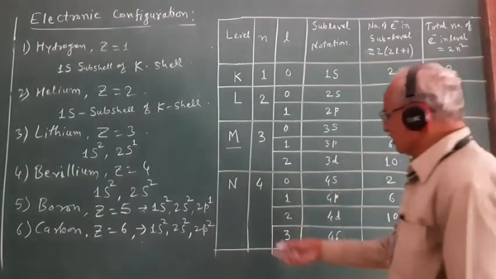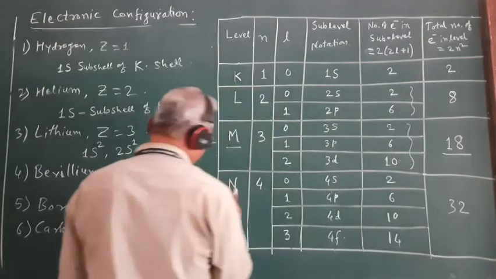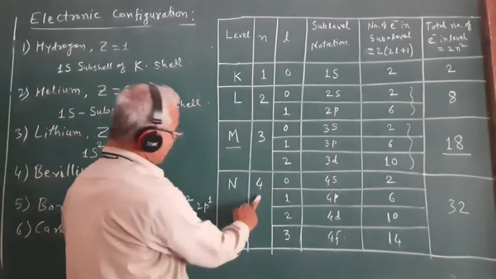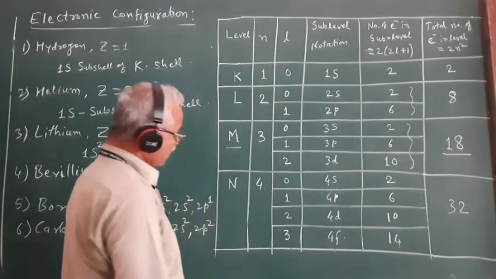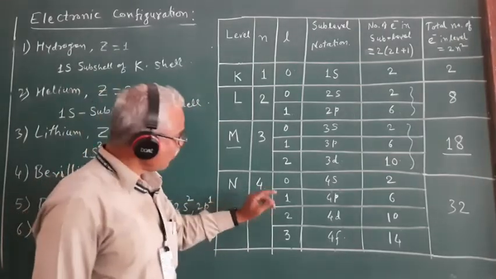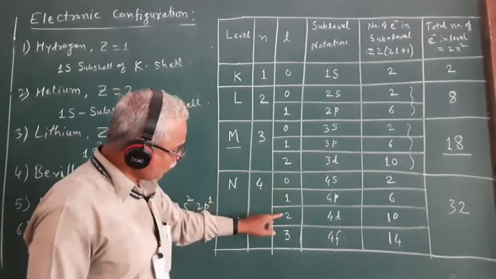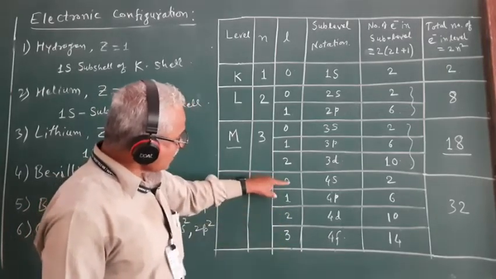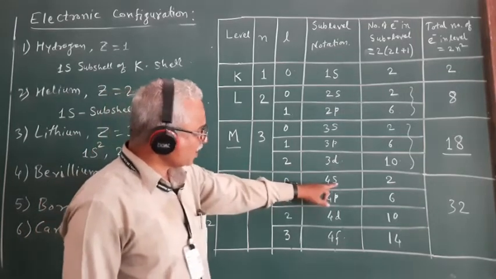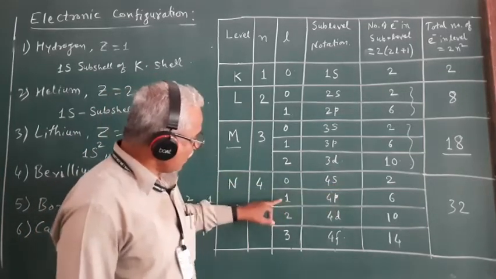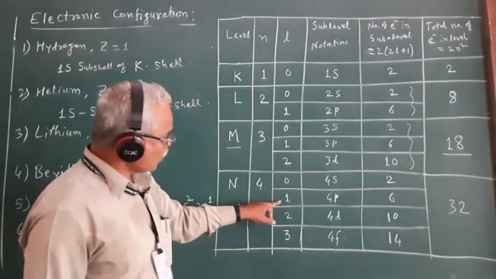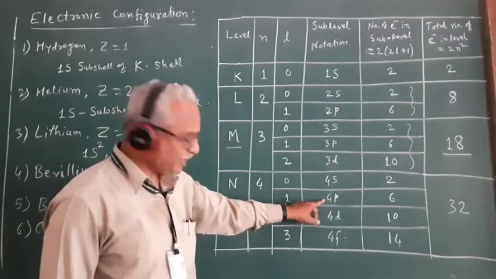So like that, the fourth shell is denoted by N shell, for which the principal quantum number n is equal to 4, and if n is equal to 4, the possible values of l are 0, 1, 2, 3. The sub-level corresponding to l equal to 0 is denoted by 4s. The sub-level corresponding to l equal to 1 is denoted by 4p.